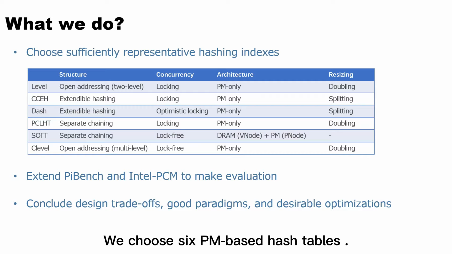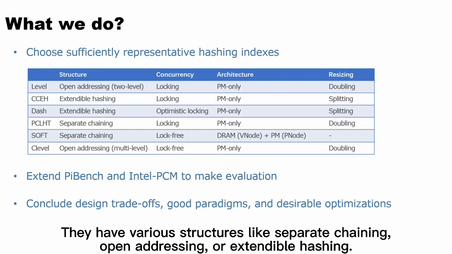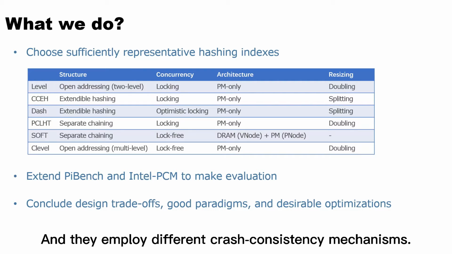We choose 6 persistent memory-based hash tables. They are converted from DRAM counterparts or specifically designed for real persistent memory hardware. They have various structures like separate chaining, open addressing, or extendible hashing. They use different synchronization mechanisms such as lock-based or lock-free, and distinct resizing strategies such as dynamic or static. And they employ different crash consistency mechanisms.